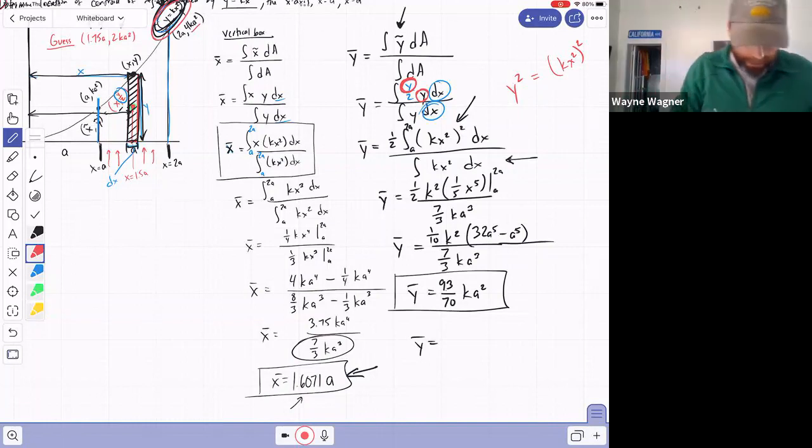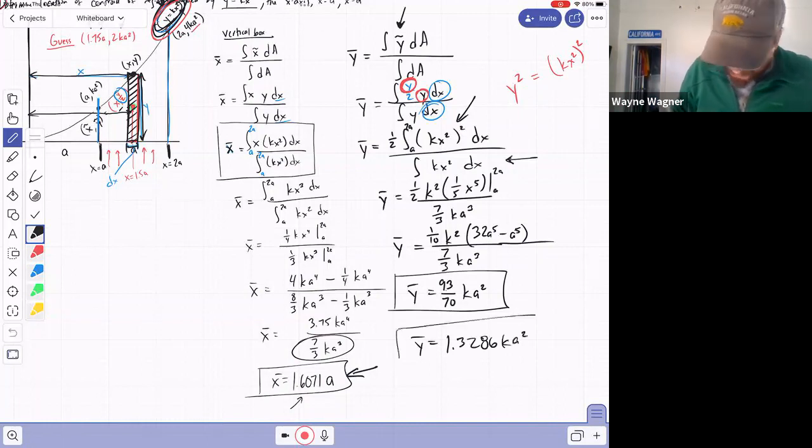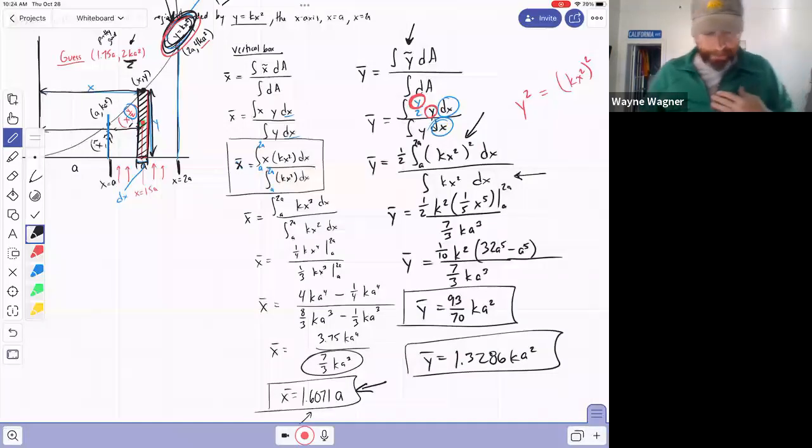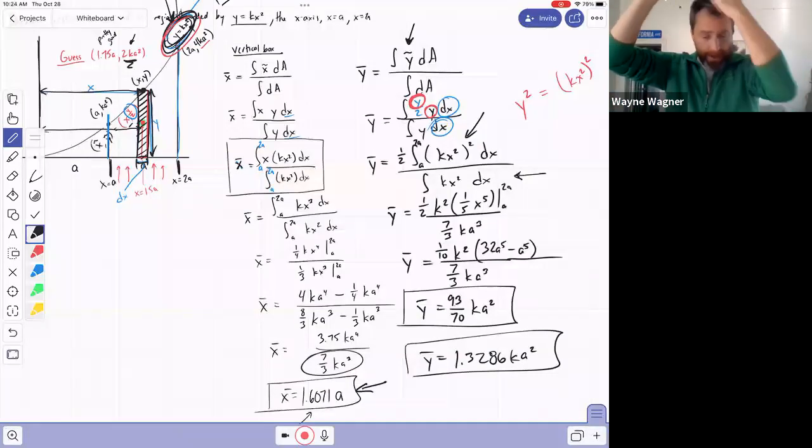Okay. So then this thing becomes 1.3286 Ka squared. Okay. So our guess over here of 2Ka, or 2Ka squared, not too bad.